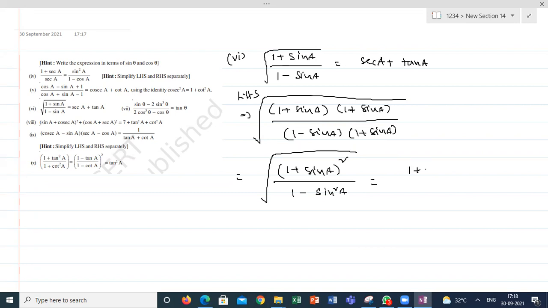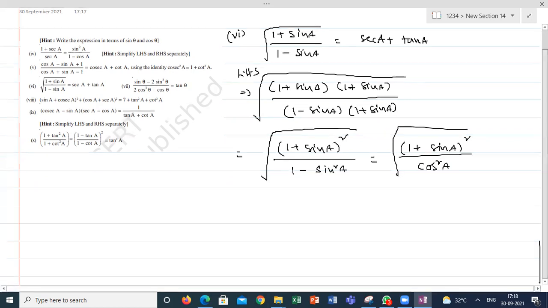So this will become (1 plus sin A) whole square, don't expand, divided by 1 minus sin square A, which is cos square A. So both numerator and denominator are perfect squares now. So this can be written as (1 plus sin A) divided by cos A. I'm splitting the fraction: this is 1 by cos A and the next one is sin A by cos A.